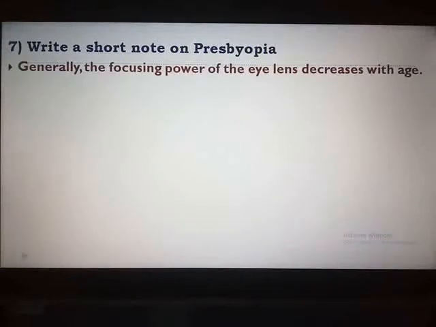Next is question number 7. Write a short note on presbyopia. The other two are already covered under distinguish between. So presbyopia was left out. Refer page number 89. Clearly you can see the heading of presbyopia. Start marking. All the points are to be marked one after the other.